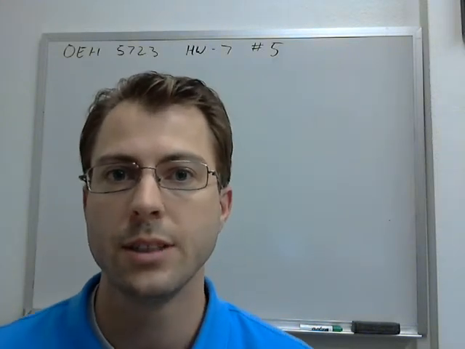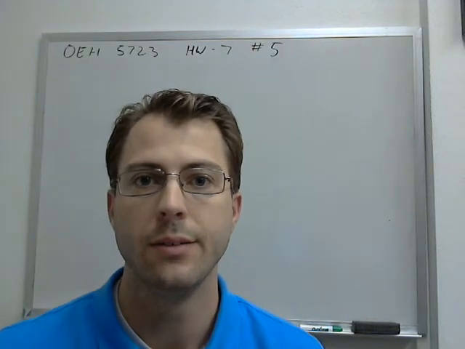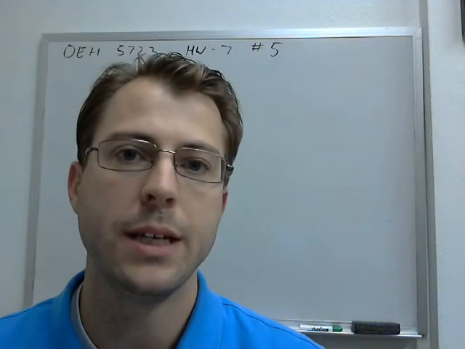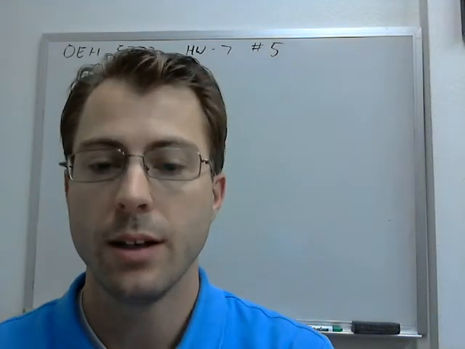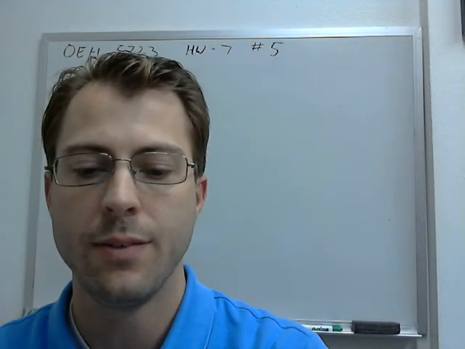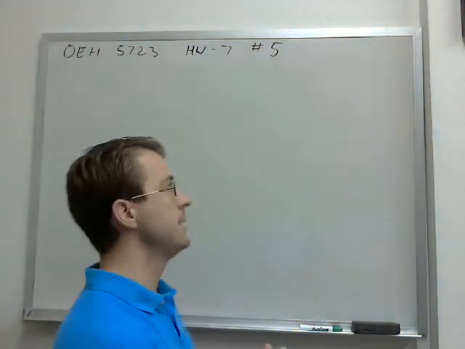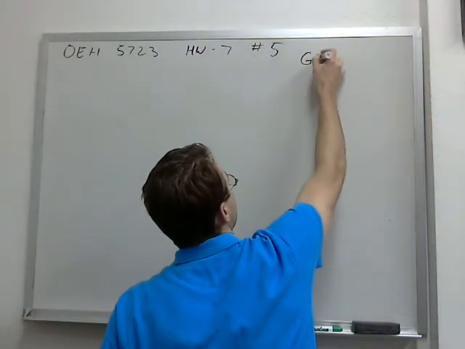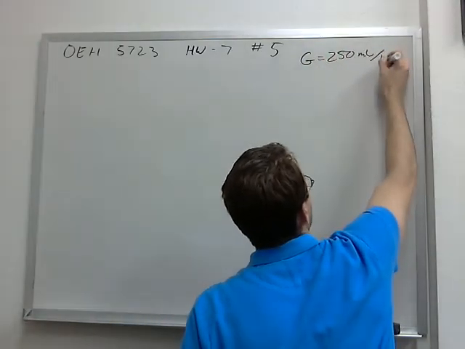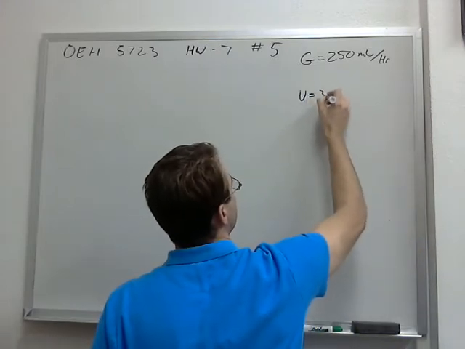Professor Floyd here, and this is OEH 5723, homework set 7, problem number 5. In this problem we have toluene evaporating from a dip tank at a known rate of 250 milliliters per hour. And it's evaporating into a room that is 47 by 30 by 10. So our generation rate is 250 mils per hour.